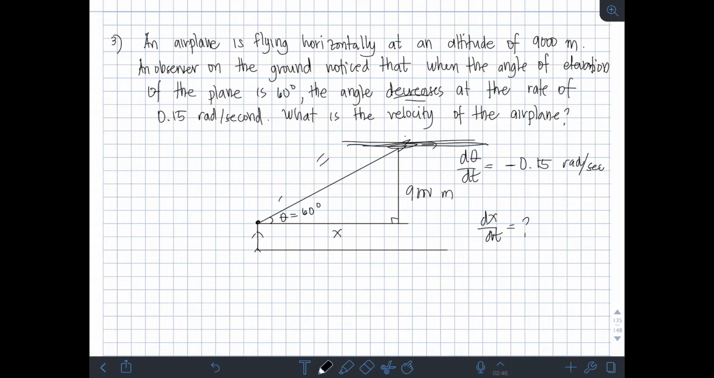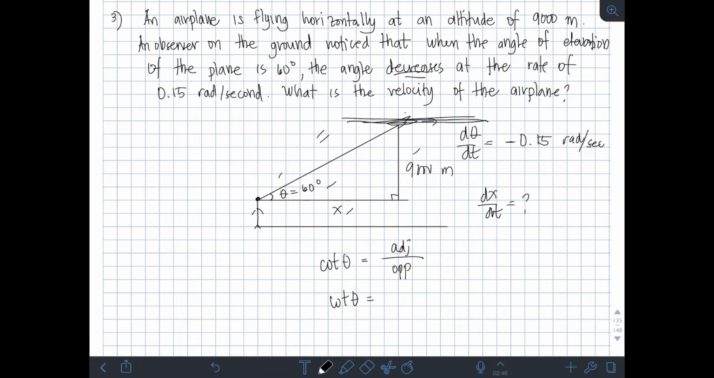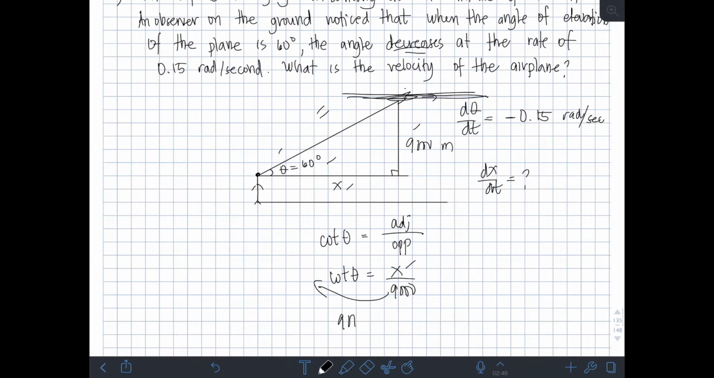So, kailangan muna natin bumuo ng equation base dito sa figure. Dahil meron tayong right triangle, pwede tayong gumamit ng trigonometric ratio, right? So, i-relate natin itong theta dito sa adjacent tsaka sa opposite. So, pwedeng tangent or cotangent. Gamitin natin is, let's say, cotangent theta. Cotangent theta is adjacent over opposite, right? So, cot theta is equal to, ano yung adjacent? X. Ano yung opposite? 9,000. Okay? So, solve natin to for x. Multiply si 9,000: 9,000 cot theta is equal to x.